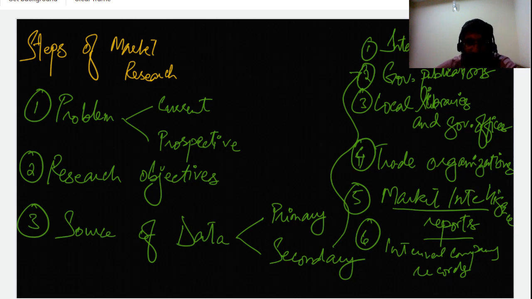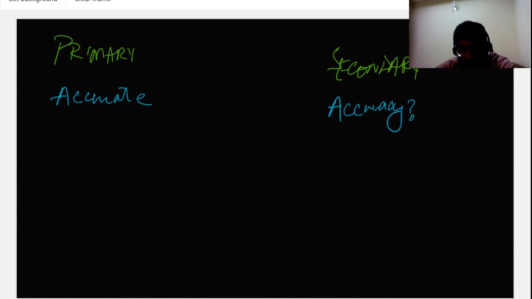Moving on to what are the benefits and drawbacks of primary and secondary research. For primary and secondary research, what are the benefits and drawbacks? One, you said that it's more accurate. Here accuracy is a question mark. What else? In primary, in secondary, even?